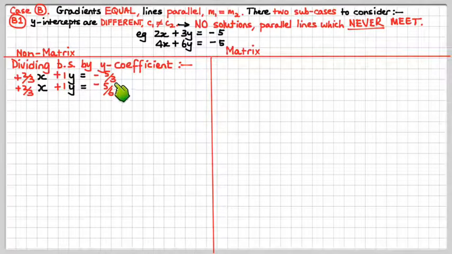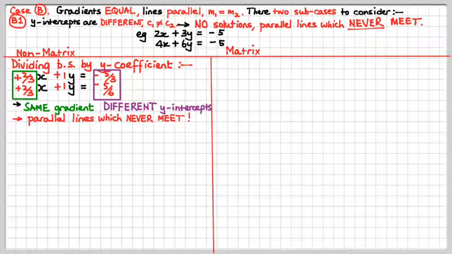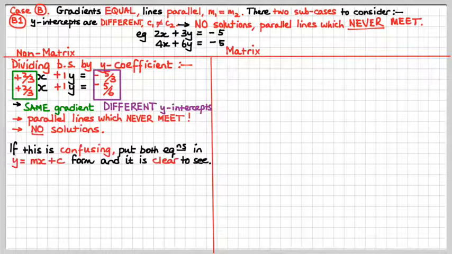So these are parallel lines. I can tell you right now they're never going to meet. There'll be no solution to that. No solution. Same gradient, and those things there, different y-intercepts, yes, the parallel lines never meet. So there's no solutions, but if you want to go through the whole process of doing it, and if what I've done is just confused you, put both of the equations in y equals mx plus c form, and it will become clear for you to see.